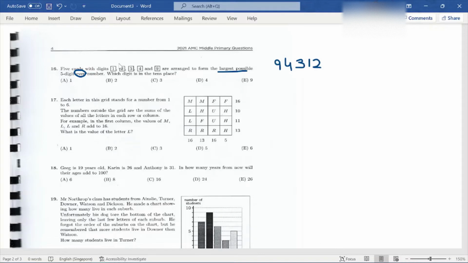So the digit that would be at the tens place would be 1. Option A. Next question.